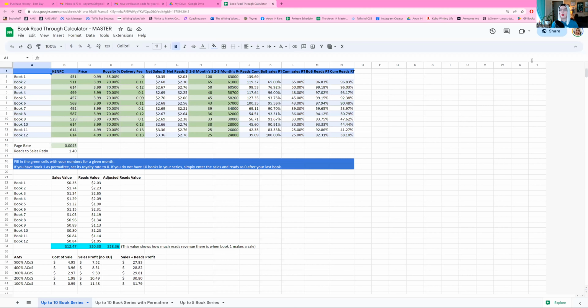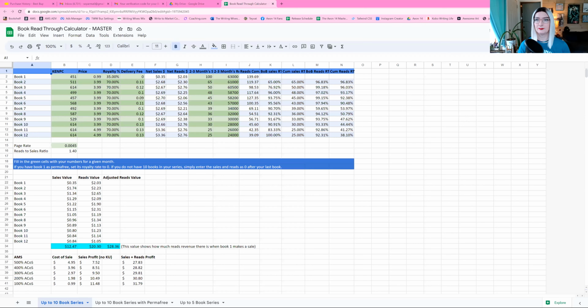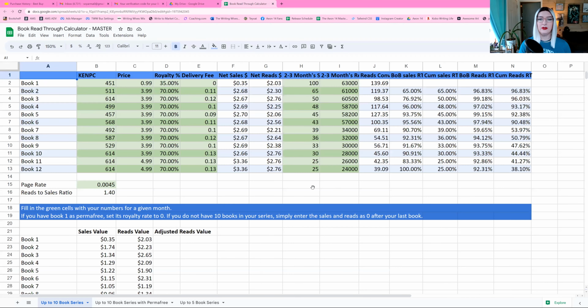Now, I know not everyone is super keen on spreadsheets. And I tried to make this as friendly as possible. Zooming in a bit here so you guys can see it a little better. All right. So you only need to fill in green sections. So anything that's green, you fill in. Anything that's not green, you leave it alone.